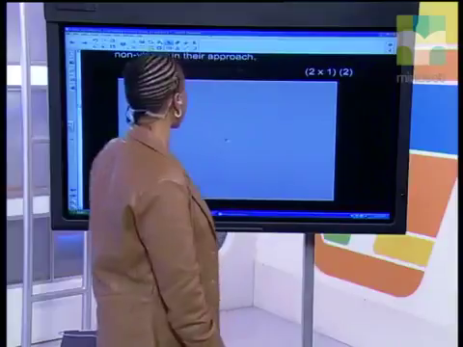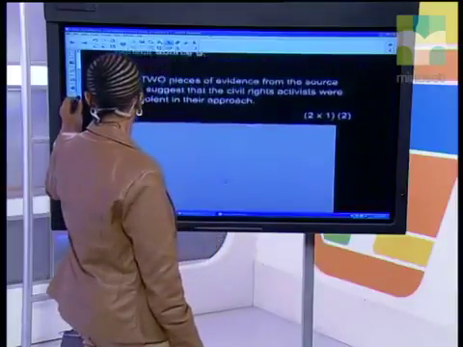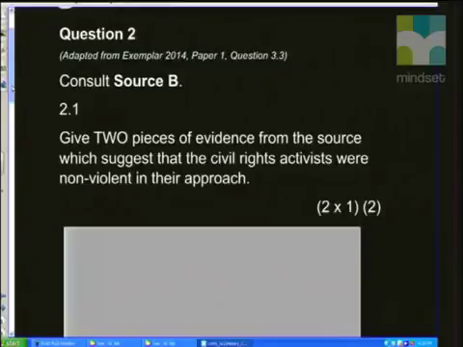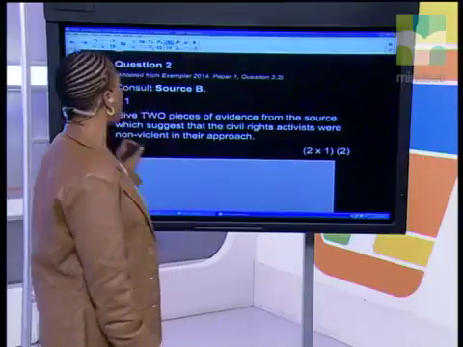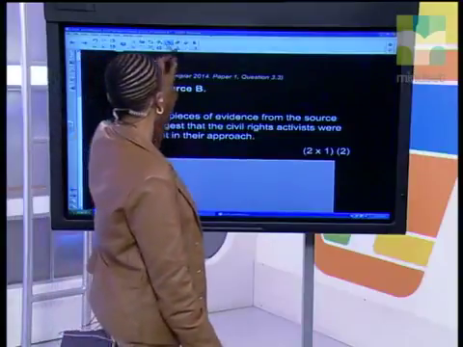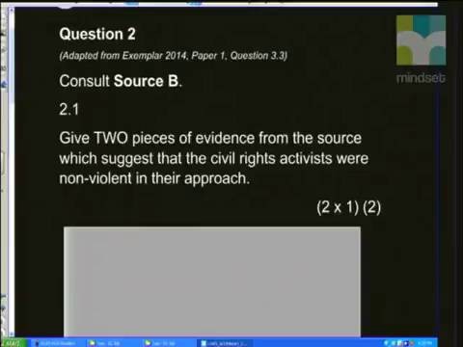It does tell you that you need to focus on source B. It says consult source B. Give 2 pieces of evidence. Now you'll remember our source B is that visual source, that photograph that we analyzed. Give 2 pieces of evidence. I'm going to quickly underline that because it's very, very important. You can't give 4. You can't give 1. You have to give 2 pieces of evidence from the source which suggests that the civil rights activists were non-violent in their approach. I'm going to underline that as well.